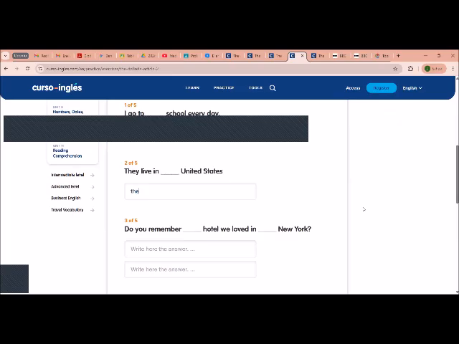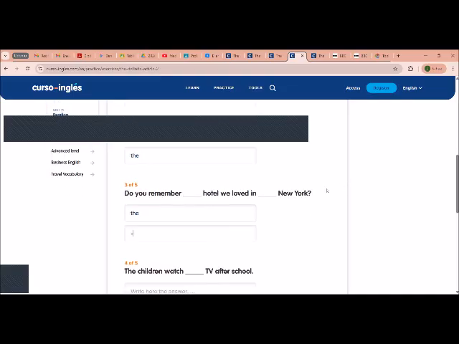The hotel we love in New York. Do you remember the hotel? Exactly. We love in New York. New York is the general area, but there's one hotel that we love, right? And yes, I do remember the hotel we love. We loved the Ritz-Carlton in Manhattan. Very nice hotel. Very good service.